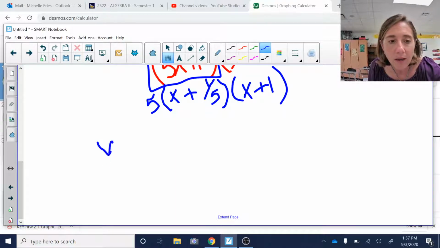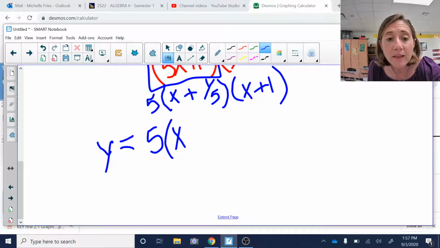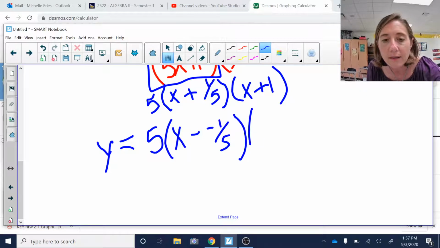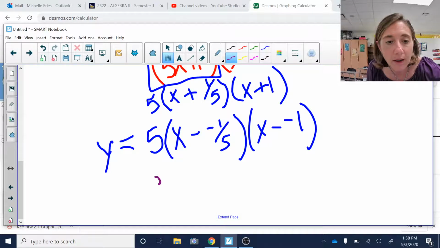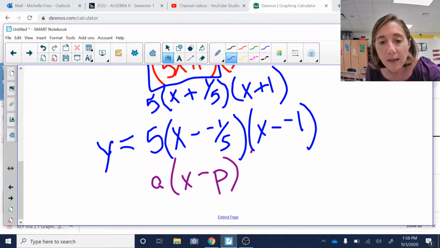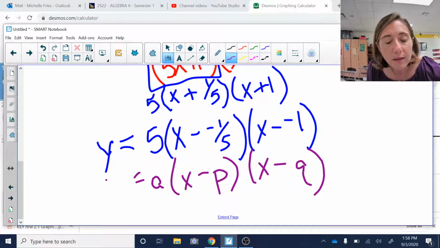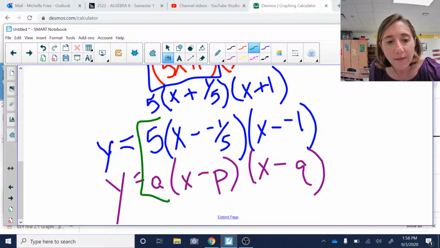And here's what that does. So now I have y equals 5 times, I'm going to write that plus sign as minus a negative 1/5. And I'm going to write this plus sign as minus a negative 1. Okay, so here's what you're going to see. Let me write intercept form right below here. A times x minus p times x minus q. So our a value here is the 5.